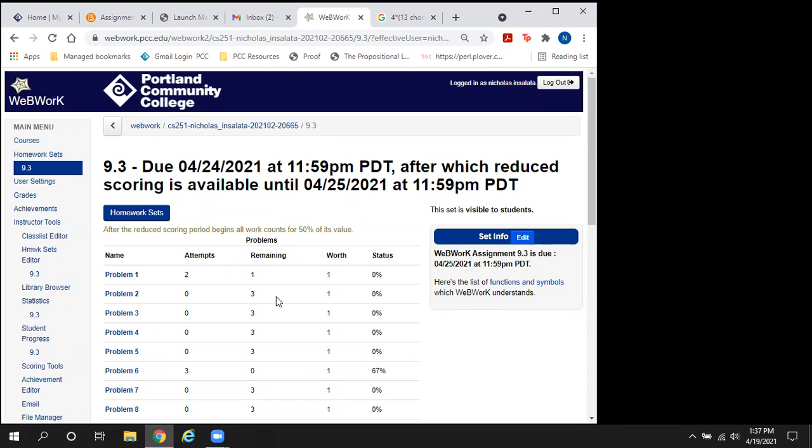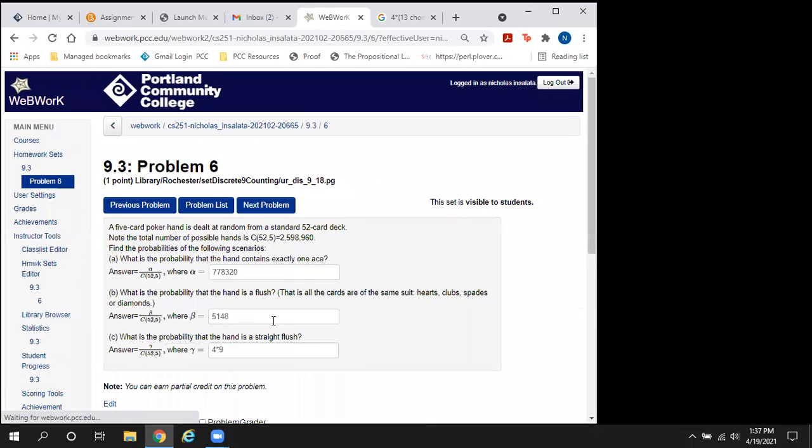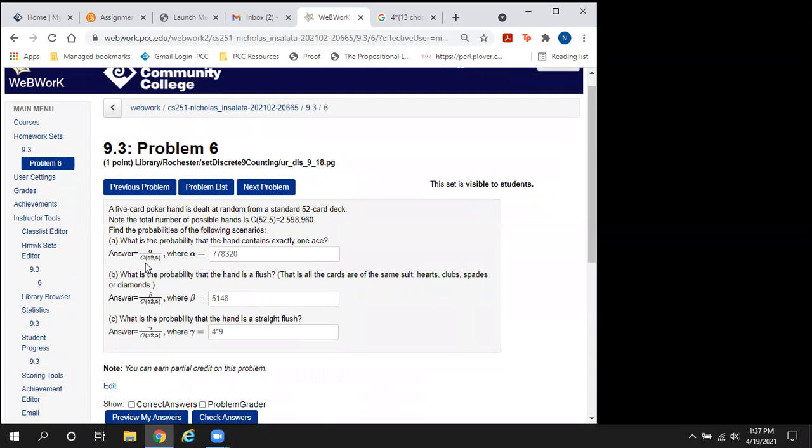Okay, so why is the total number of possible hands 2.6 million? Well, that's because you have 52 choices and you're choosing 5 things, right? So the total number of hands would be 52 choose 5, which is actually what they said on here, right? They were saying, choose 52 5.